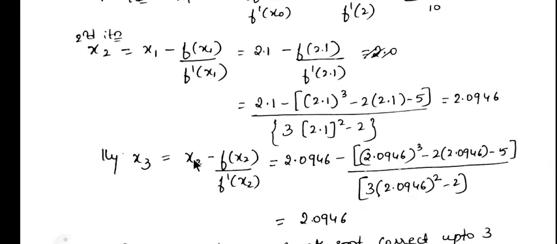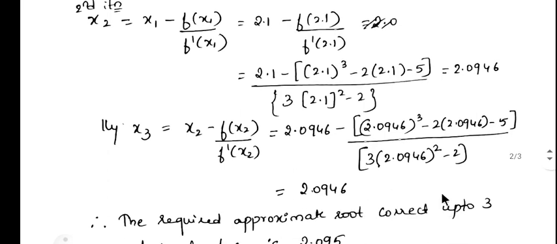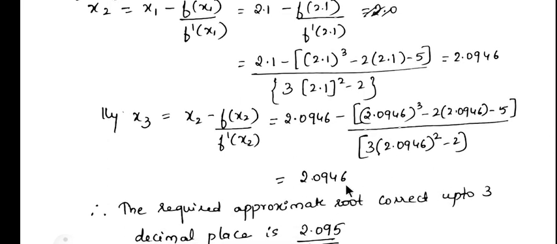Now x3 is equal to x2 minus f of x2 divided by f dash of x2. x2 we have calculated here. Next, for f of x2, this value we have to substitute in the given equation, divided by f dash, in which also we substitute x2. Then simplify it, and you are going to get the answer as 2.0946.